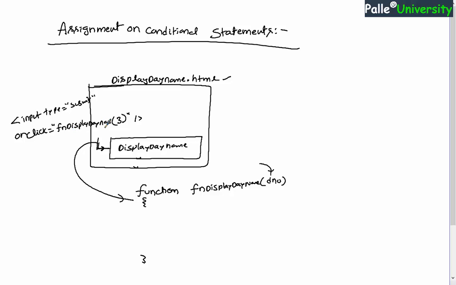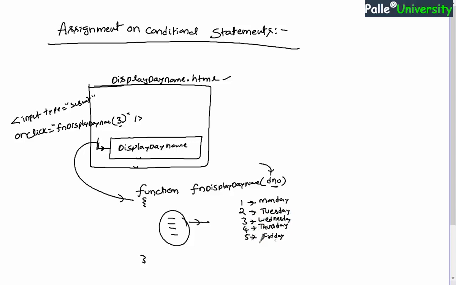And when the day number is passed as input into the function, inside the function you need to write some code, right? And this code has to identify what is the day number, and it has to display the day names accordingly. In case the day number is 1, you have to display Monday, maybe by using alert box. Similarly, if the day number value is 2, you display Tuesday. For 3, Wednesday, right? For 4, Thursday.